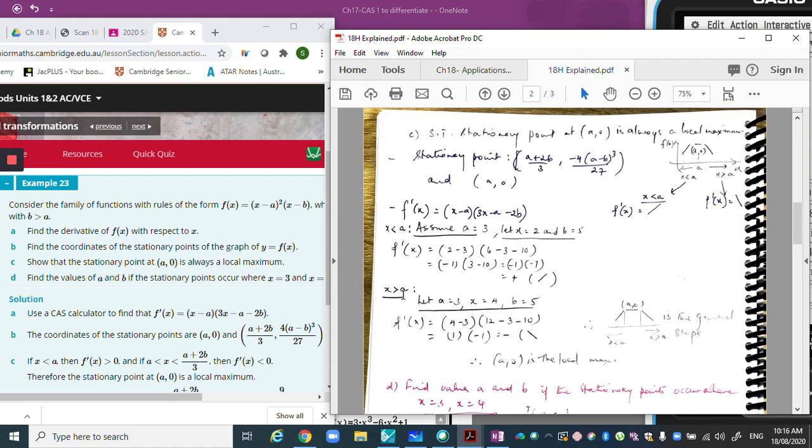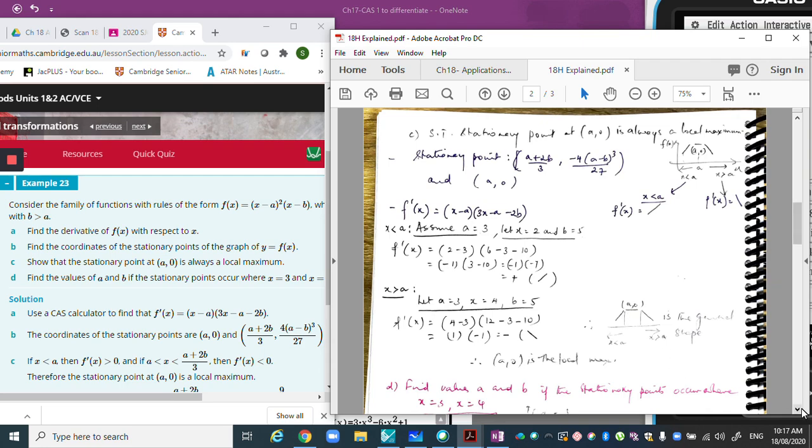Then I looked at x greater than a. Now a is 3. I took a value of x which was greater than a, let's say 4, and I kept b as 5. And I found that the gradient sign was negative, and therefore it gave me a negative slope, and therefore it was this shape. So if I look here, this was a stationary point, less than a was a positive gradient, greater than a was a negative gradient, and that proves that x equals a is a local maximum.